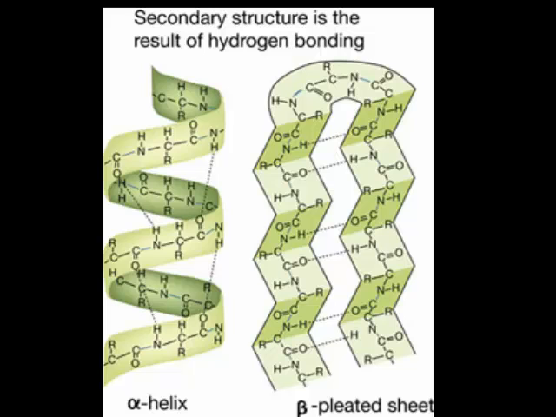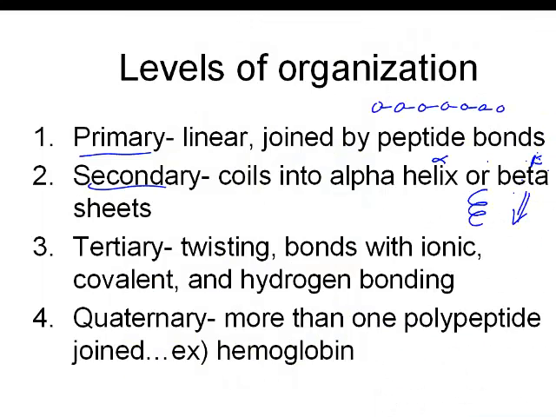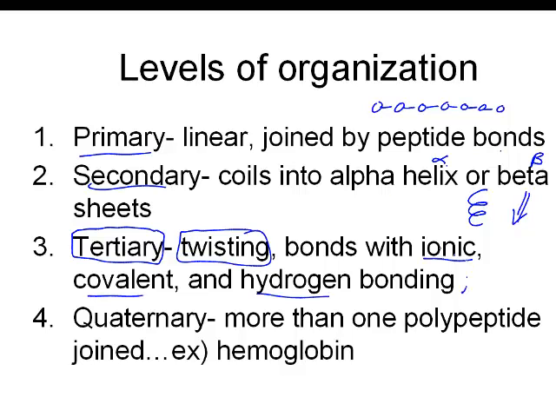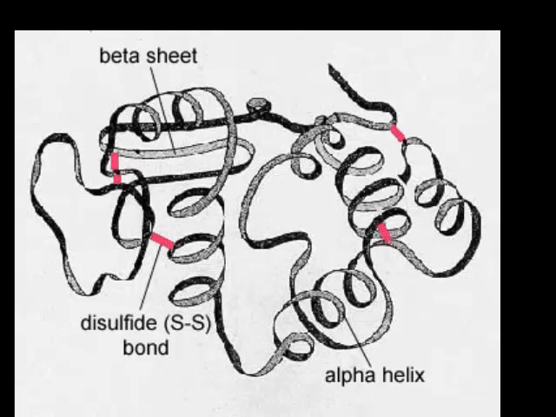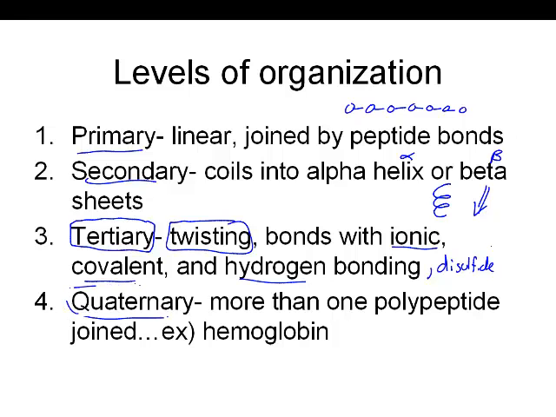Most won't still have a functionality either after the secondary. It's not usually until it gets to a tertiary where the twisting finishes and all the bonding finishes as well. So this is where not only will you have peptide bonds, but you can also have ionic, covalent, hydrogen, and some disulfide bonds.